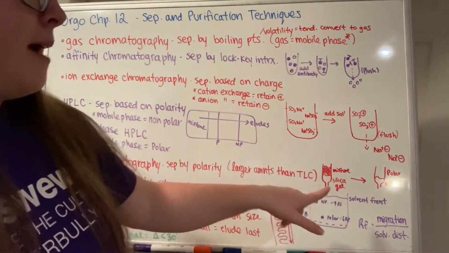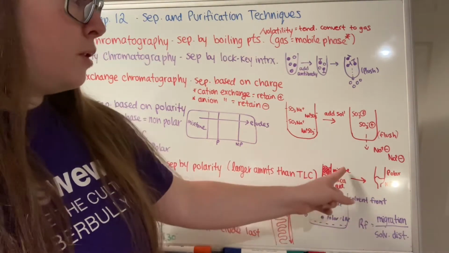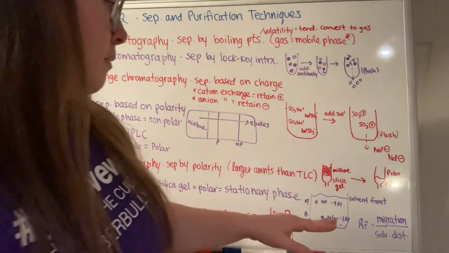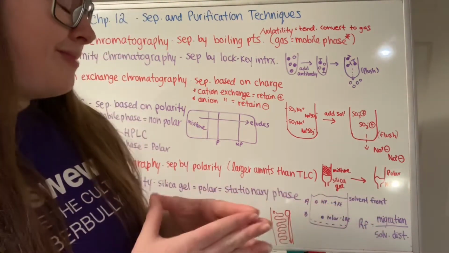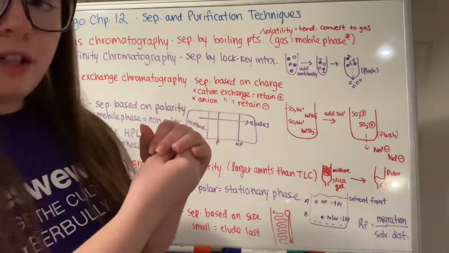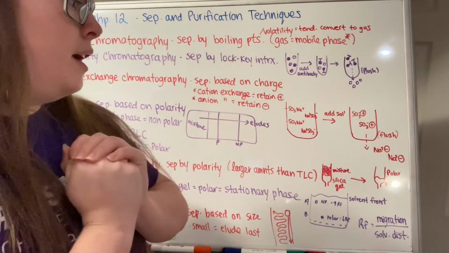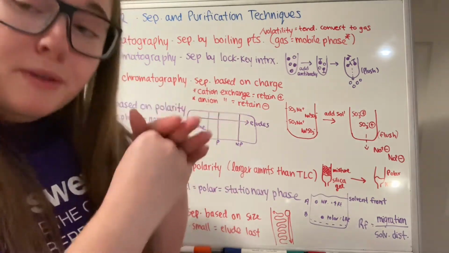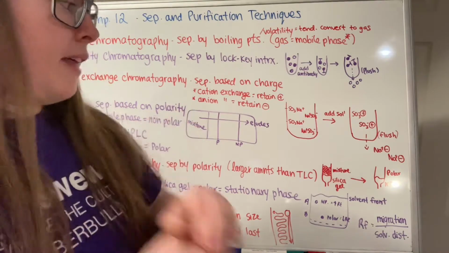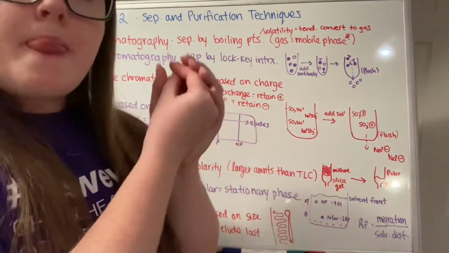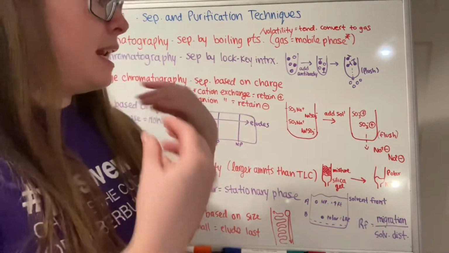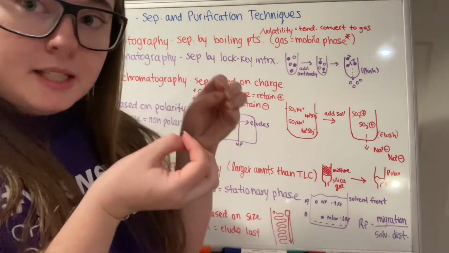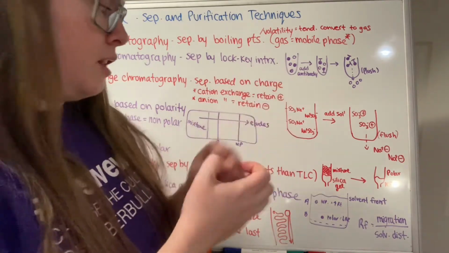Then what's going to happen, like we saw earlier, is the polar parts of your mixture are going to be attracted to the polar silica gel, and the non-polar parts of your mixture are going to try to get as far away as possible from the silica gel, and they will also group together, which will cause the non-polar substances to elute from your column first. And again, that's how you separate by polarity. Non-polar and polar in your column will separate when you add the silica gel.